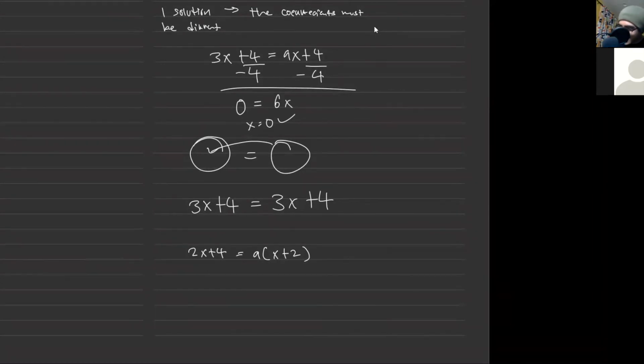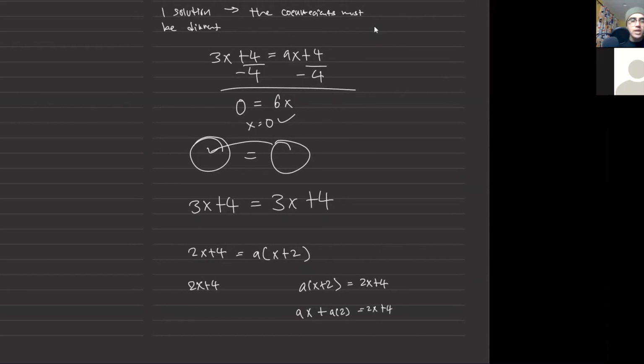Don't worry, dude. All right, so we have 2x plus 4, right? So basically what we're trying to have is that a times x plus 2 must equal 2x plus 4, right? Because we're trying to have infinite solutions, right? So let's distribute the a. So we have ax plus a times 2, or 2a, is equal to 2x plus 4.